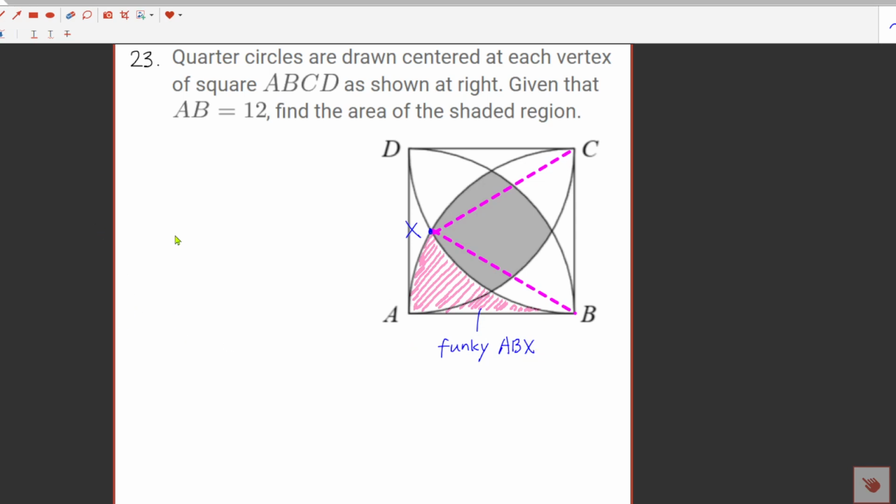Then, as suggested by the diagram, 4 of these funky regions plus the desired area equals the whole square. Can you see that? Because there is another one here, right? Another one here, and another one here, right? So 3 of these funky areas plus the shaded region equals the whole square.